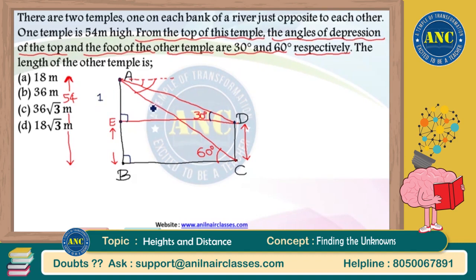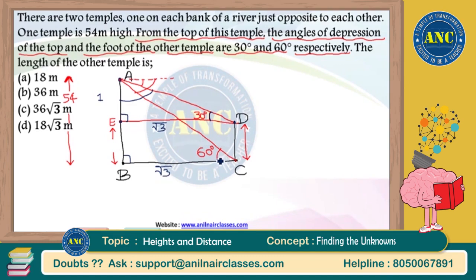Then opposite to 60. If this is 30, this entire thing is 60. Opposite to 60 is ED. ED will become root 3 unit. ED is absolutely same as BC. Both are 100% same, right? So BC or ED is root 3 according to the assumption.